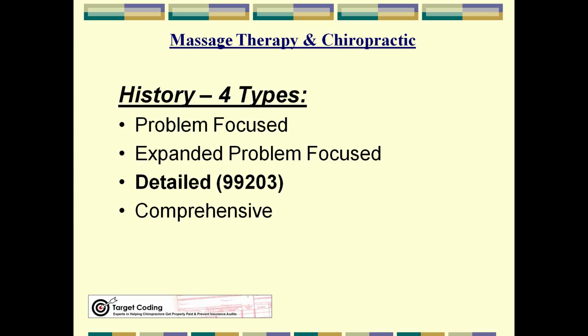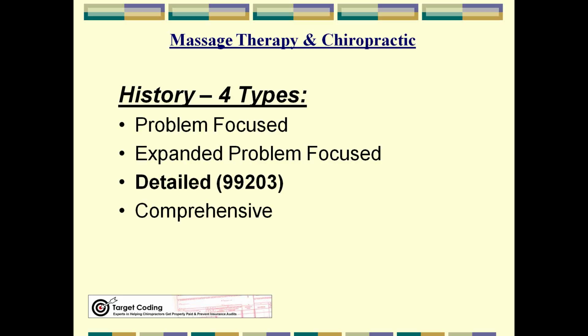There are 4 types. Problem-focused history. That would equate to CPT code 99201. An expanded problem-focused history, well, that's 99202. A detailed history is 99203. And a comprehensive history is 99204 and 99205. So let's just talk a little bit about the detailed exam. You see it on your screen there. Detailed is 99203. Well, I can tell you 99203 is the most commonly billed new patient CPT code.